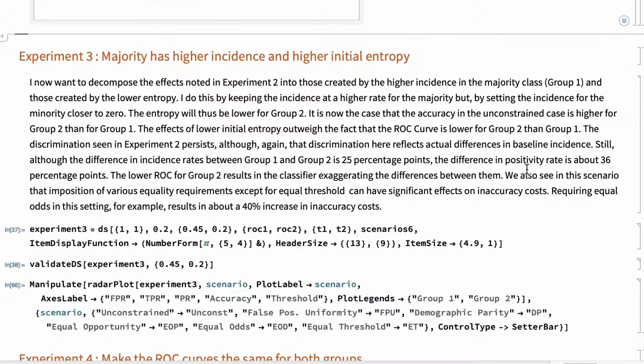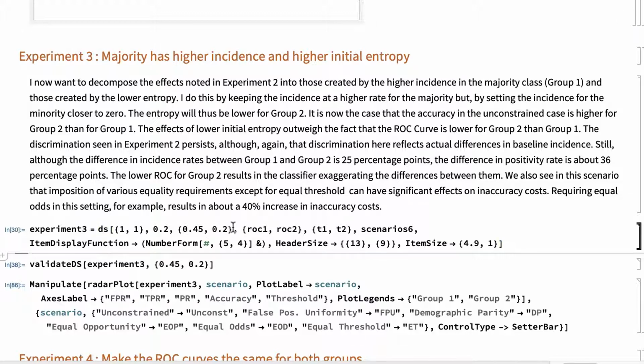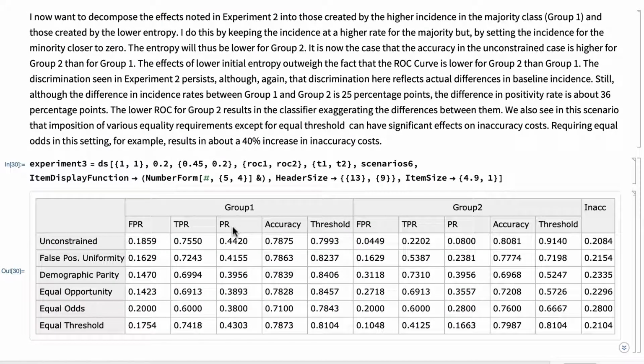What about experiment 3? Experiment 3 differs from experiment 2 only in that now I'm going to give the minority the benefit of lower entropy. Yes, the majority still has higher incidence, but it's closer to the middle. It's going to be harder to classify them than it is among group 2. So let's run it. And what do we see?